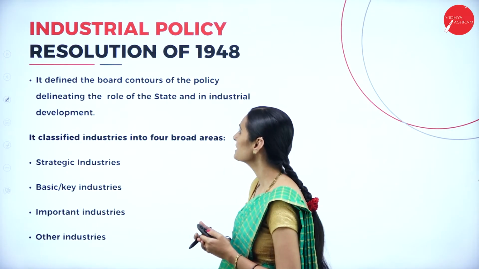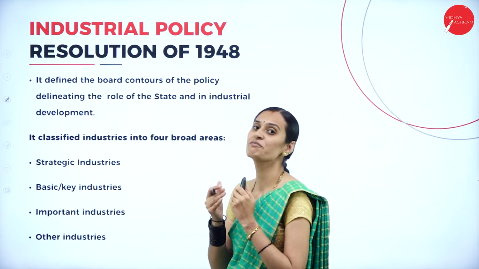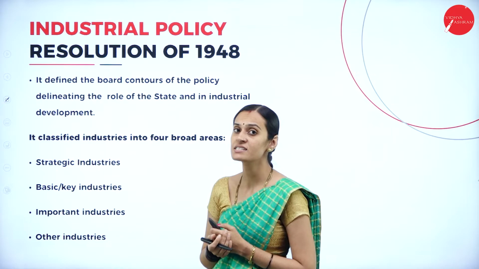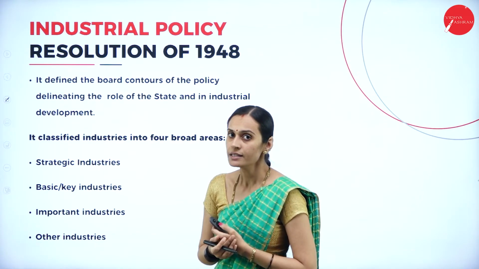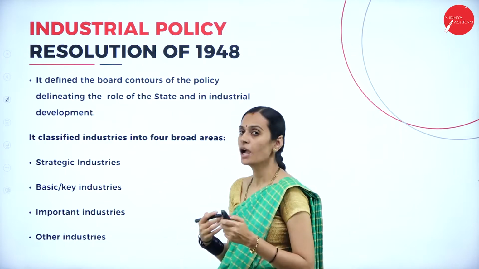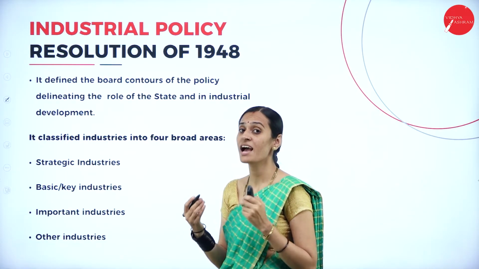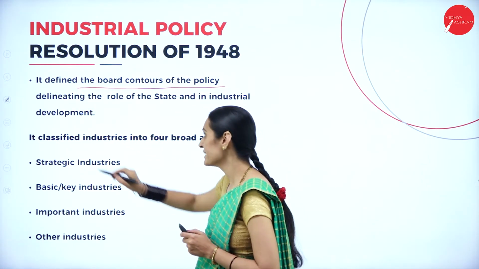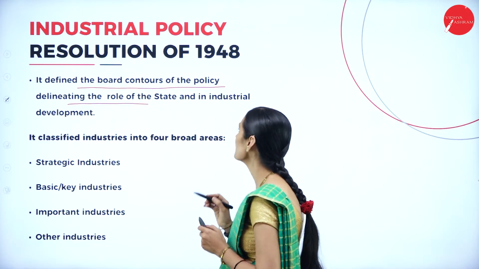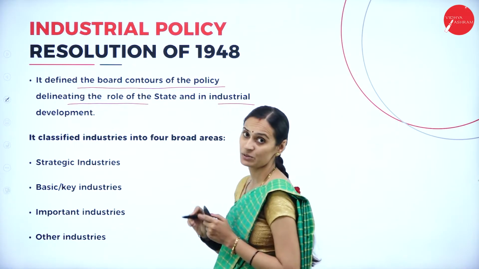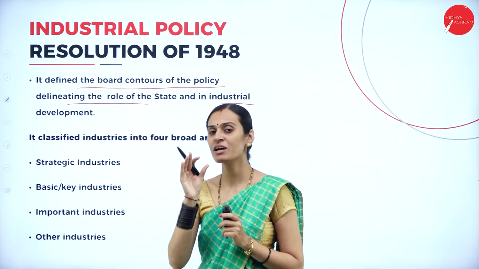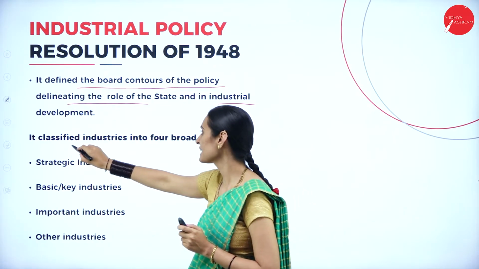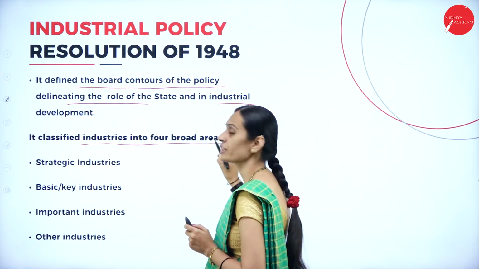And next one, the Industrial Policy Resolution 1948. Yes, under the third phase, which ran from 1907 to 1955, the Industrial Policy Resolution of 1948 was formed. It defined the broad contours of the policy, delineating the role of the state in industrial development. Yes, how to determine state intervention in industrial sector development. And of course, it classified industries into 4 broad areas.